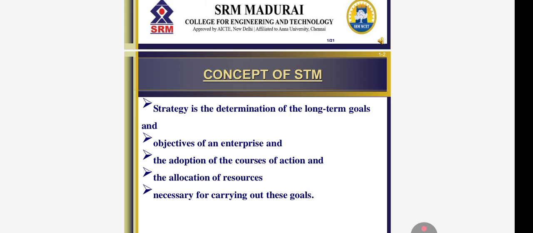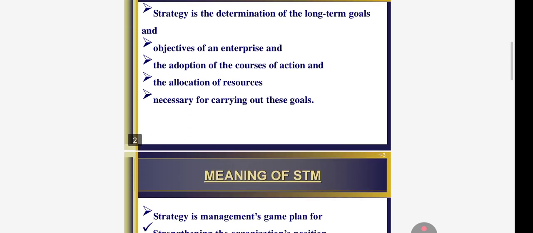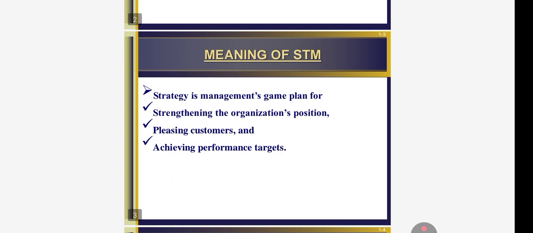So, strategy is management's game plan for strengthening the organization's position, pleasing customers, and achieving the performance targets. So, this is the concept of strategic management. And if you look at that meaning, as I already told, strategy is a management game plan for strengthening the organization position, pleasing customers, and also at the same time achieving the performance targets also.